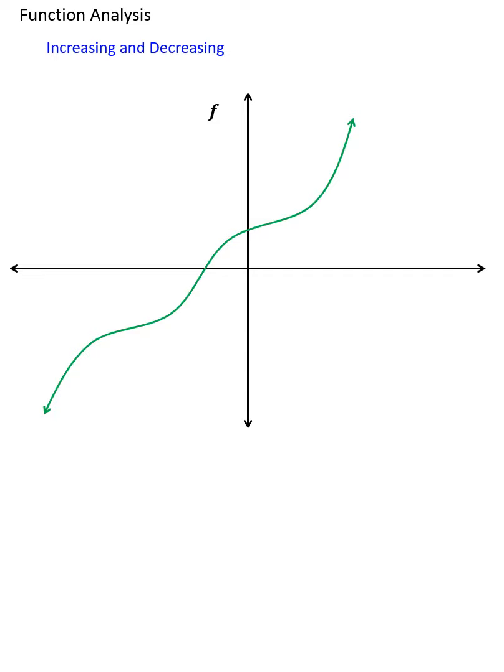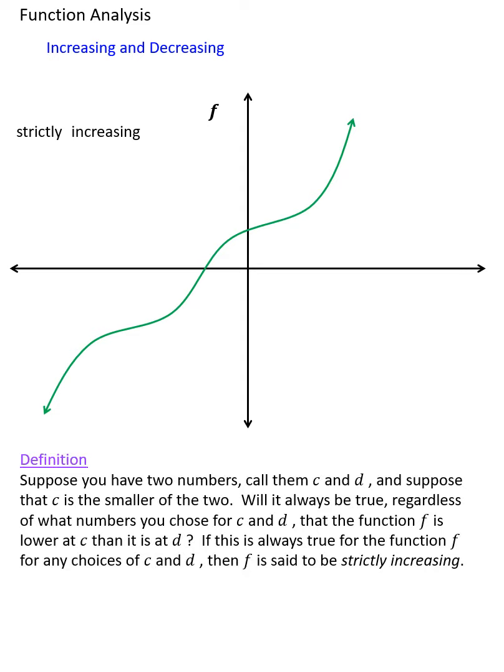But mathematicians aren't comfortable with loose definitions like a function is increasing if it's going up from left to right. Although we definitely want to think of it that way. But to be more formal, we're going to define what it means for a function to be strictly increasing. Here's a definition for strictly increasing. I'll pause while you slowly and carefully read it to yourself.